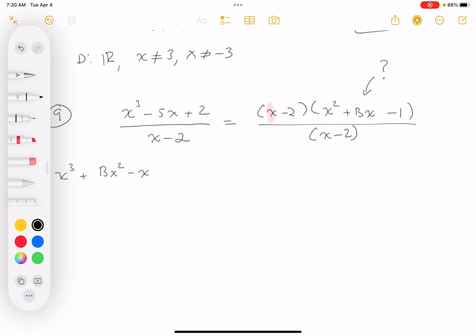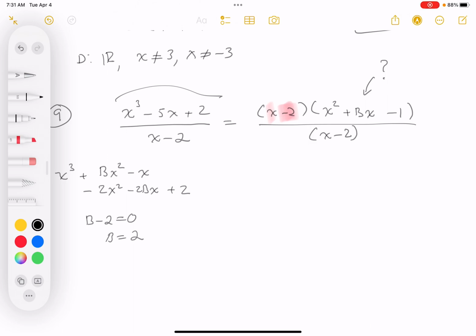Now let's distribute the minus 2 across those three terms. All right, so you get minus 2x squared. And then you get minus 2bx. And then you get plus 2. All right? Now someone says, what do you know about this? Well, if I look at it, there are no x squared terms. So b minus 2 must equal 0. There are no x squared terms over here. So what does it mean? b equals 2.